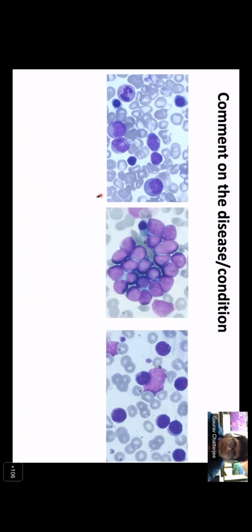So, what about these 3 images? You want to make any comment? I think we have not asked Yogita. Yogita, what do you think? These 3 cases, what do you think they are? So picture number 1 shows, yes.